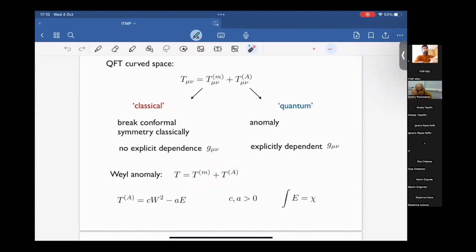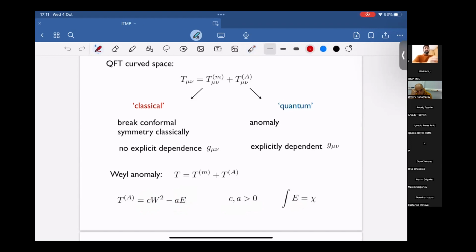So in 4 dimensions, there are 2 contributions that are independent of the UV scheme for renormalization. The first one here is the square of the Weyl tensor. That comes with a central charge as a coefficient. And then there's the Euler density that comes with the other central charge of the theory. In this notation, these 2 numbers are positive, and of course, the Euler density satisfies the constraint that if you integrate it over the manifold, it gives you the Euler characteristic.